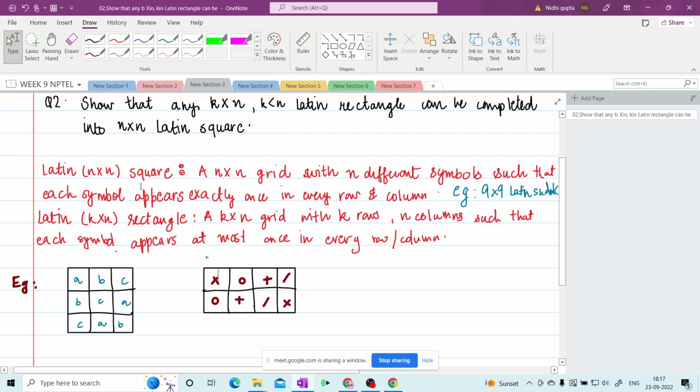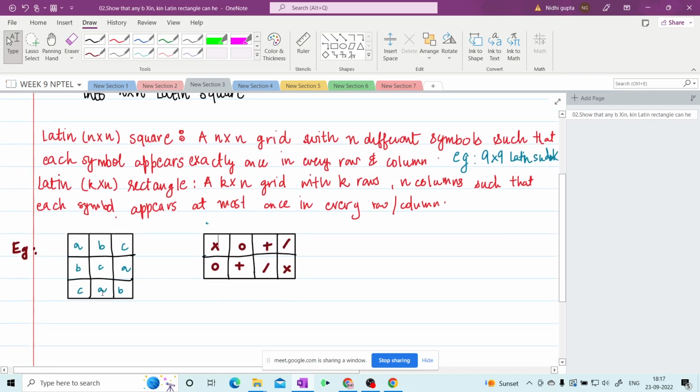So now we have to show that if we are given a Latin k cross n rectangle, how can we complete it into a Latin n cross n square? These are some examples of a Latin square. This is an example of a 3 cross 3 Latin square, and you can see each column and each row have A, B, C, each taking exactly one position in each row and column.